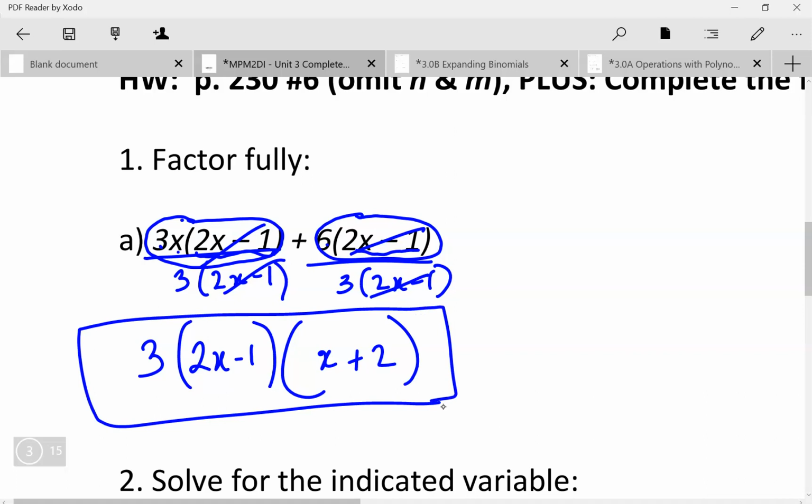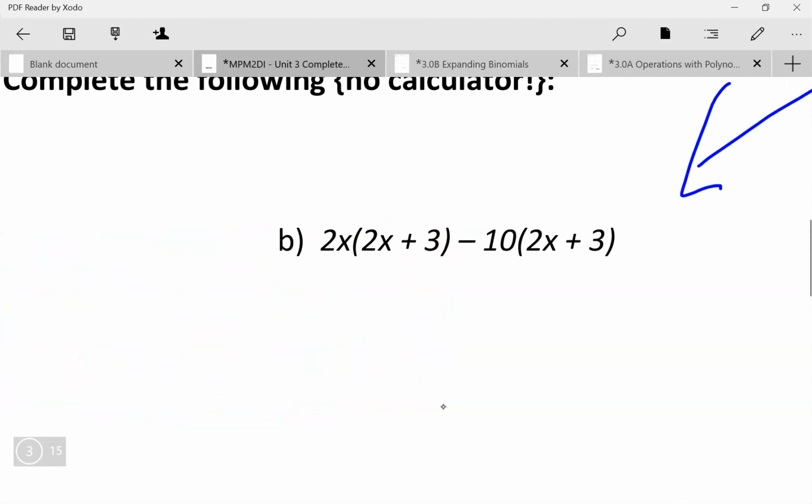Whenever I'm asked to factor fully, never expand within a bracket. Some of you might be tempted to actually multiply the 3 times the 2x and 3 times the negative 1. Don't do that, because that is the opposite of factoring. You're literally going in the other direction from where you are supposed to be going. So don't do that. Factoring means you want everything in brackets, and you want to make it into as many brackets that are multiplied together as possible. So I have 3 times this bracket times that bracket, and that's ideally what I want in a factored form.